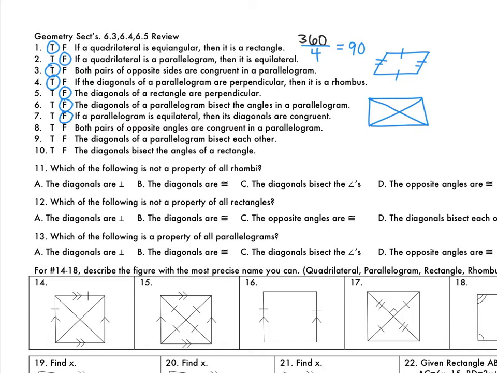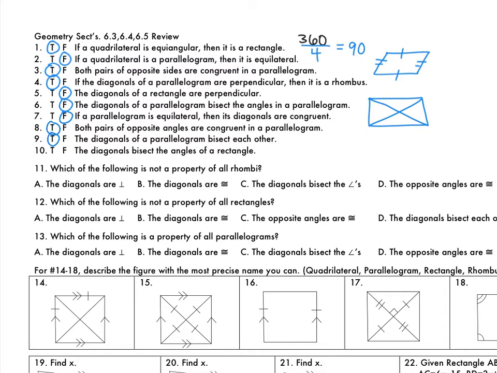Okay, number eight. Both pairs of opposite angles are congruent in a parallelogram. That's obviously true. That is a quality of a parallelogram, and you can find that on the 6-3 note sheet. And you can also prove that by using parallel lines and a transversal and proving both pairs of opposite interior angles congruent for both sets, and you can prove that. Number nine, the diagonals of a parallelogram bisect each other. That is true. Again, we can prove it, and pretty easily, and we know that that's a quality of a parallelogram.